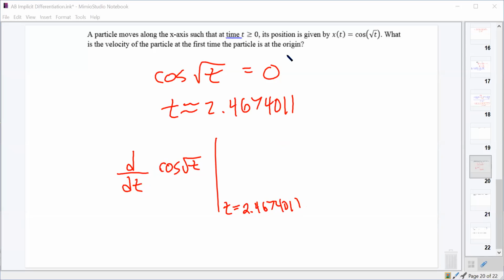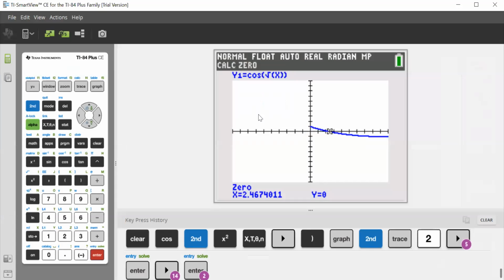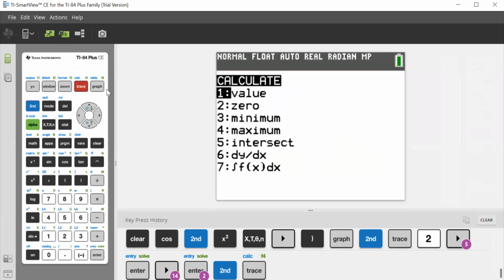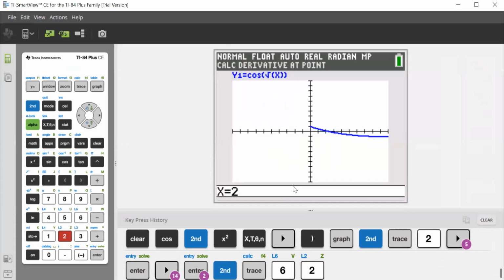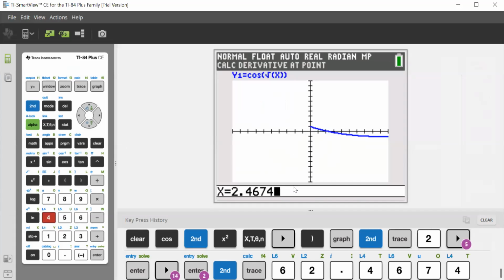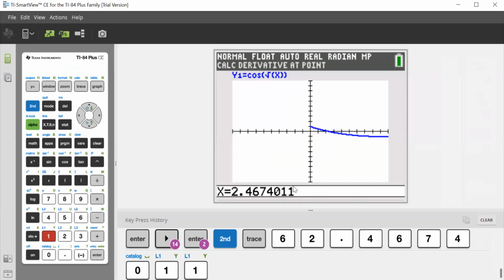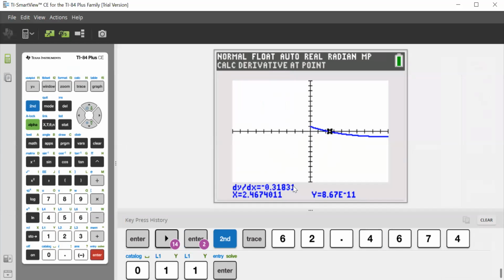There's no reason for us to actually calculate that derivative by hand since we're given a graphing calculator for this problem. So we will go back in, second, calculate, choice 6 now, dy/dx, and we'll do it at 2.4674011. Don't ever round until your last answer. So our derivative there at 2.4674011, that's the y value. Our derivative is negative 0.31831.